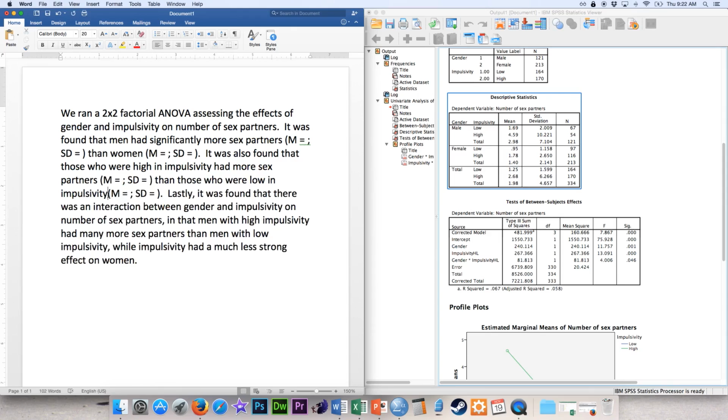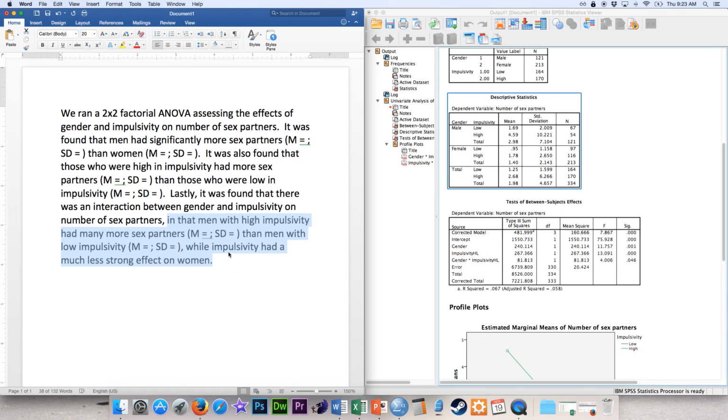And then usually when talking about an interaction, you don't really need to put in means and standard deviations unless you talk about specific groups. So in this case it says, in that men with high impulsivity had many more sex partners. I'll go ahead and put a mean and standard deviation for the men who are high in impulsivity than men with low impulsivity. While impulsivity had a much less strong effect on women, I'll just leave that blank because I don't talk about any more specific groups there. So under interaction, it's up to your discretion whether you're going to put in means and standard deviations, but if you're talking about specific groups and how they were set apart from others, I would go ahead and put those in.